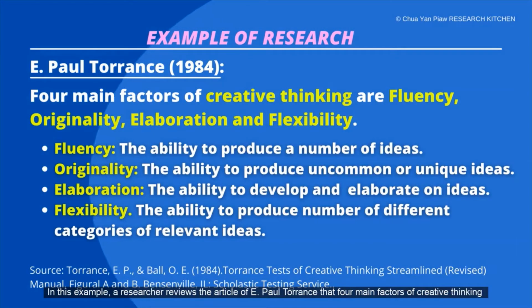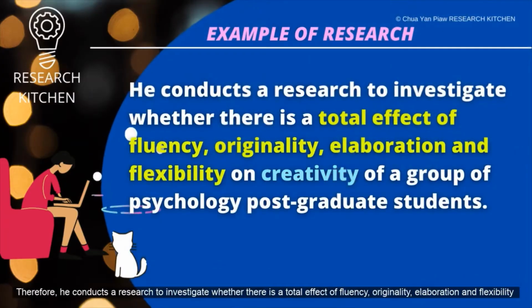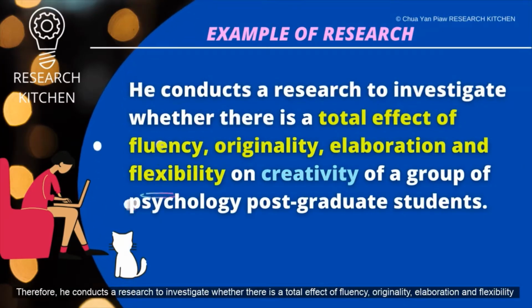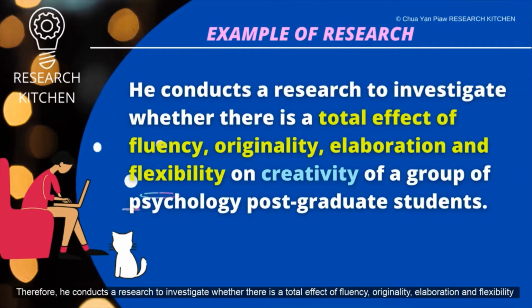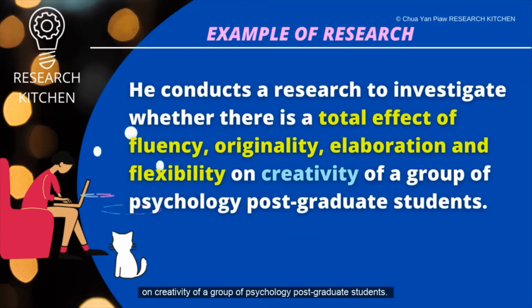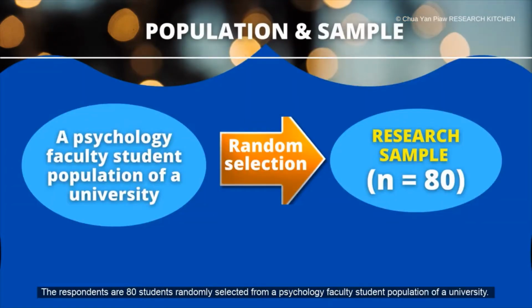In this example, a researcher reviews the article of E. Paul Tolan that four main factors of creative thinking are fluency, originality, elaboration, and flexibility. Therefore, he conducts a research to investigate whether there is a total effect of fluency, originality, elaboration, and flexibility on creativity of a group of psychology postgraduate students. The respondents are 80 students randomly selected from a psychology faculty student population of a university.